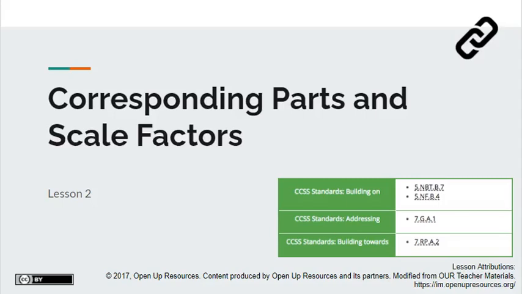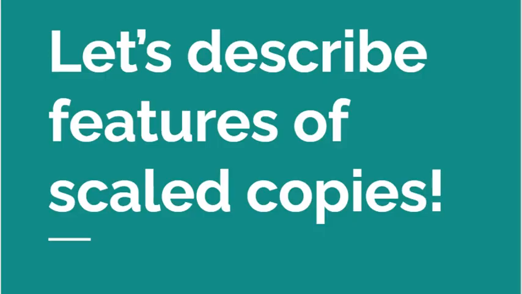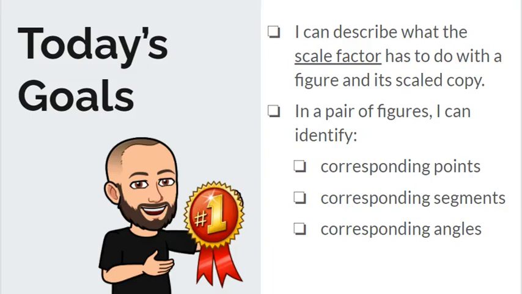So today we're going to be looking at describing features of scaled copies. Our I Cans are: I can describe what the scale factor has to do with the figure and its scaled copy. In pairs of figures, I can identify corresponding points, corresponding segments, and corresponding angles.